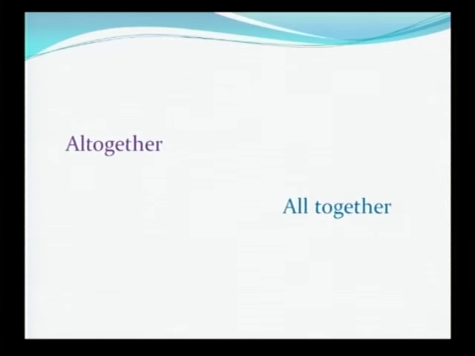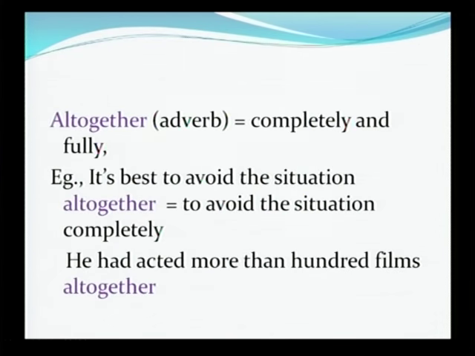Now another word is altogether, with similar sounding words. Altogether means completely. All together means everybody together as a group. Altogether is an adverb. Like already and all ready, this should be read as altogether. The other one is all together. Altogether means completely and fully. For example, it is best to avoid the situation altogether, meaning to avoid the situation completely.